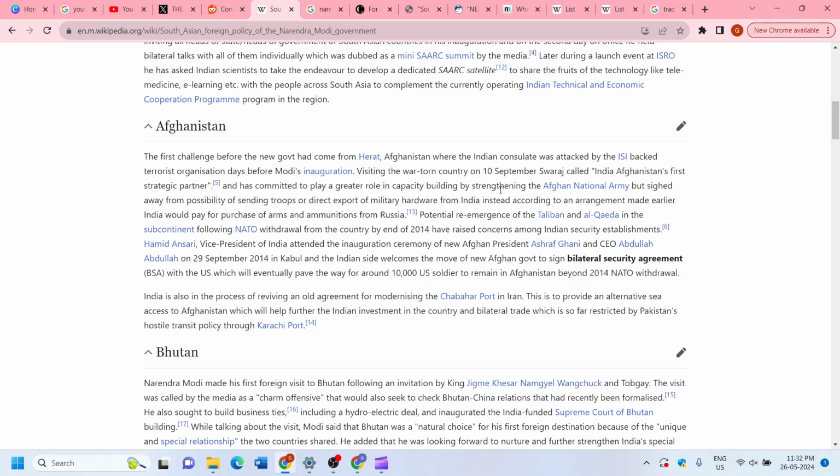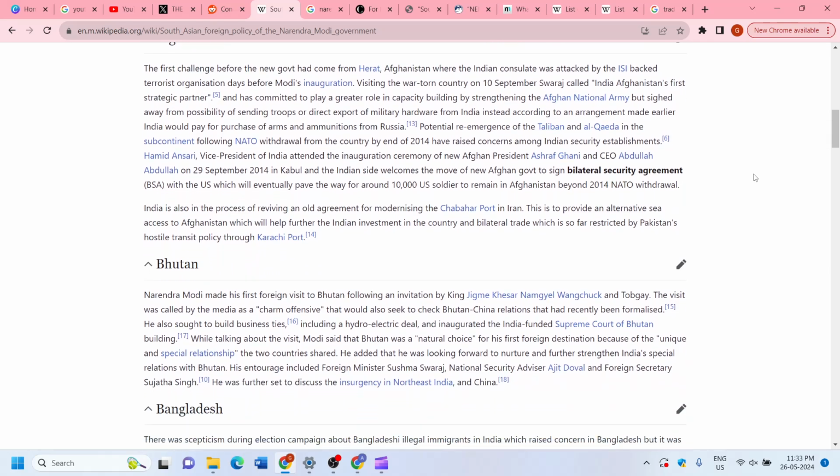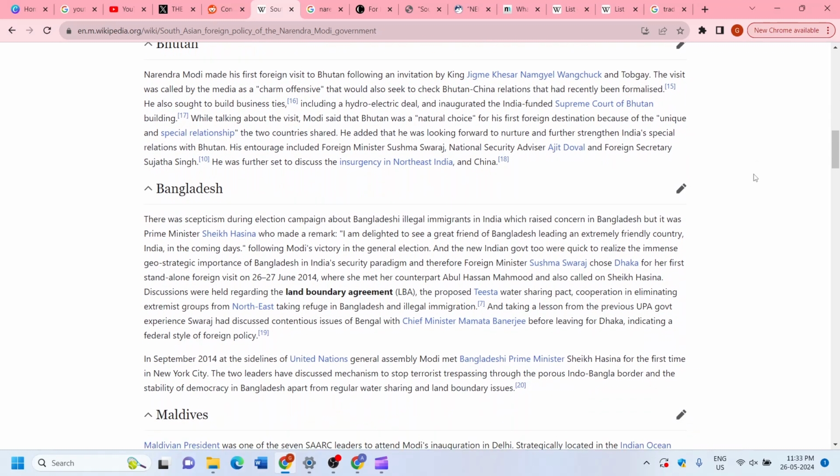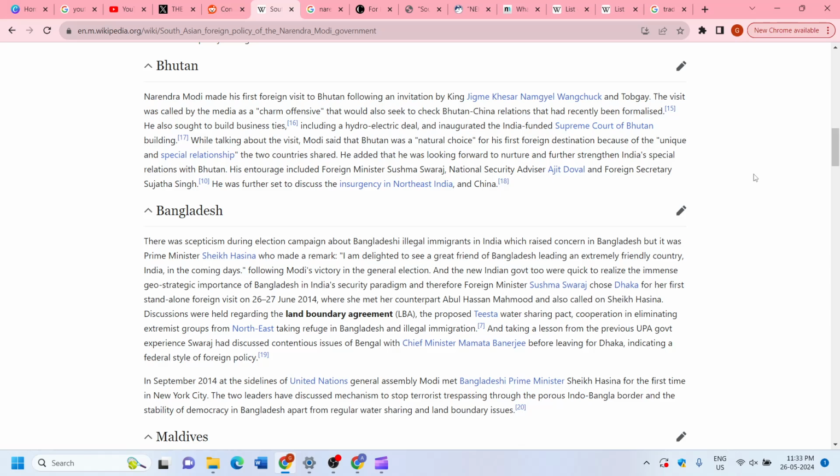Sushma Swaraj on 10th September visited Afghanistan and said India is Afghanistan's first strategic partner and has committed to play a greater role in capacity building. Then there was re-emergence of the Taliban and Al Qaeda as NATO withdrew, and this has caused India to suspend official relations with Afghanistan, but it is having under back channel relations with the Taliban.